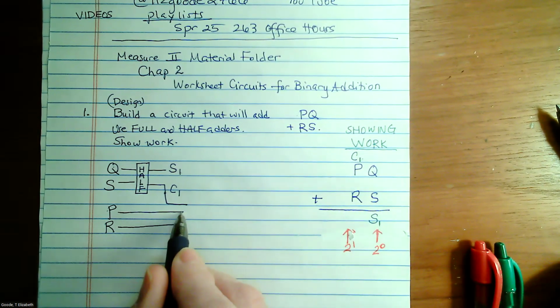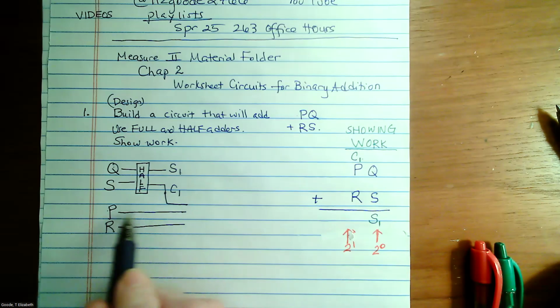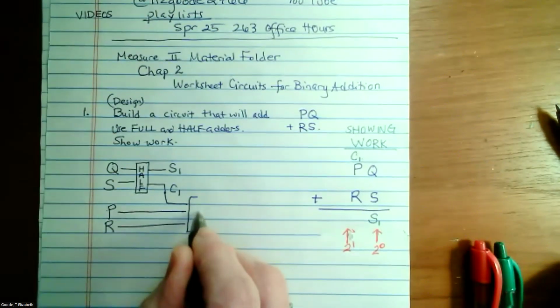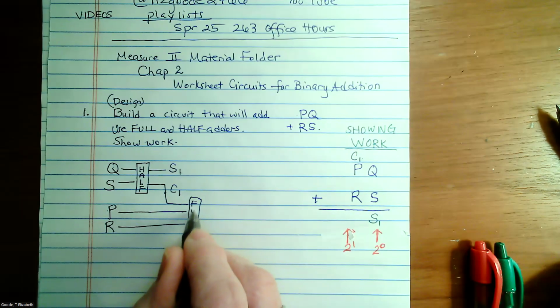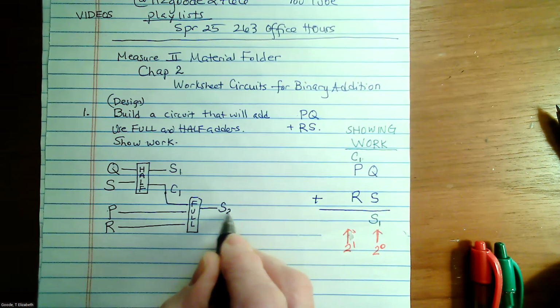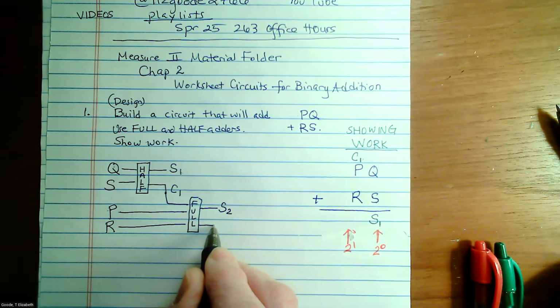So what kind of circuit do we use to add C1, P, and R? A full adder. We do. So we'll just write full in there. And it's going to output sum 2 and carry 2.